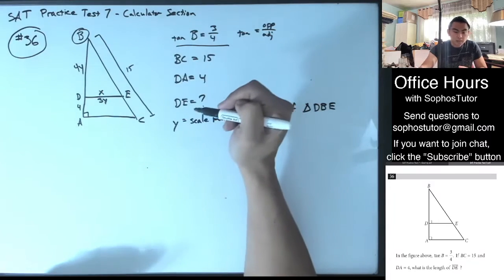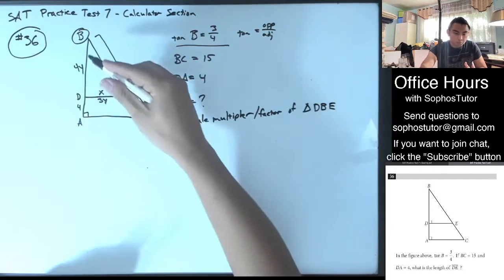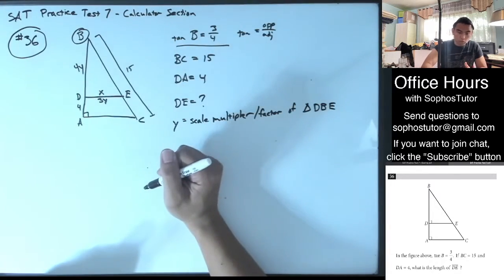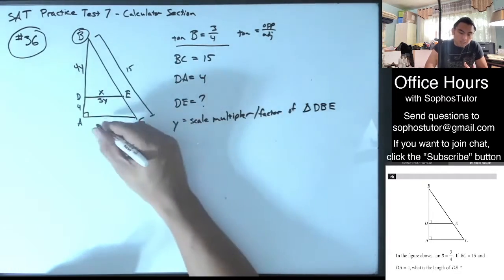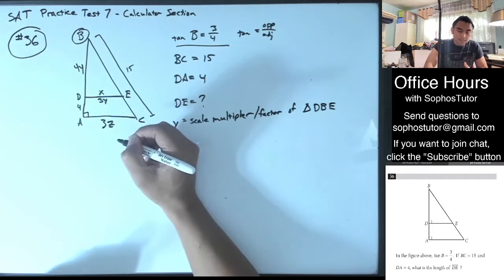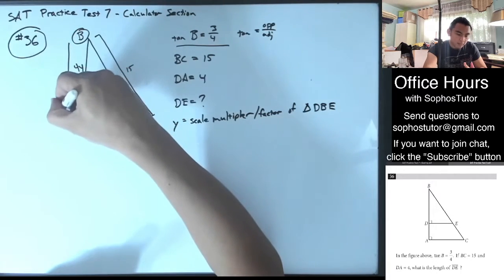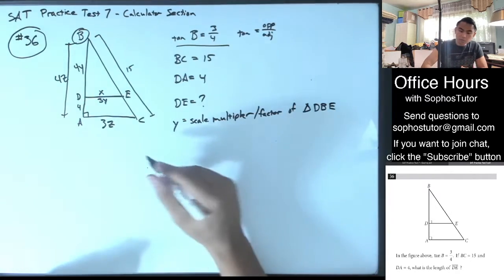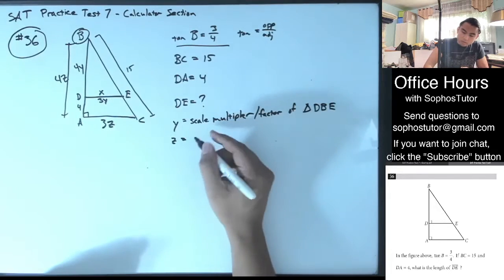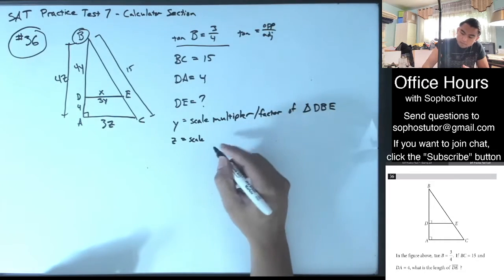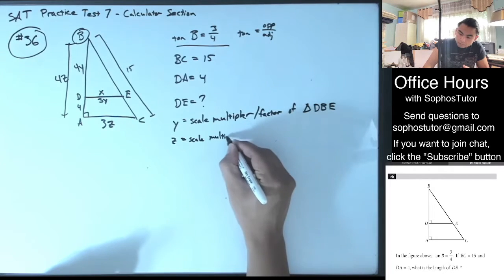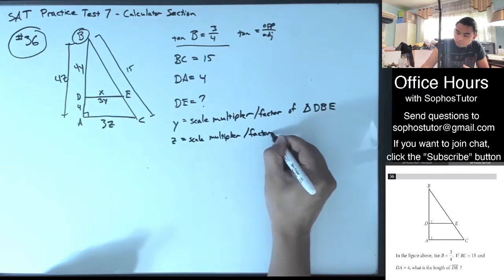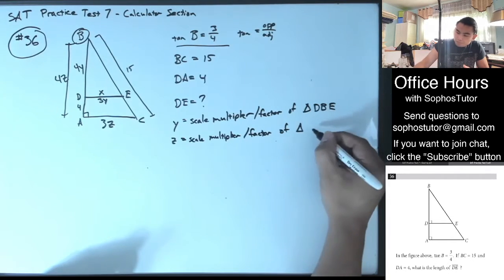Likewise, we can also create this ratio between the opposite side of the larger triangle and the adjacent side of the larger triangle. So we could say that the opposite side, AC, is equal to 3z, and BA would equal 4z, where z is going to be the scale multiplier slash factor of triangle ABC.